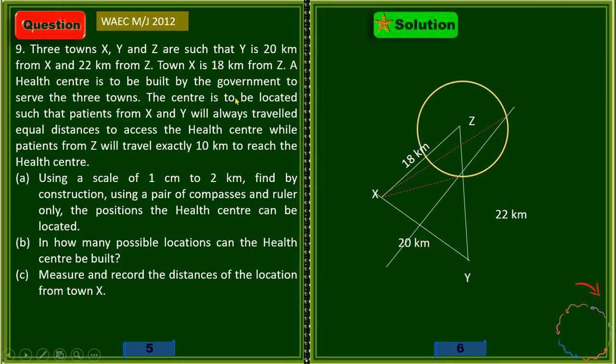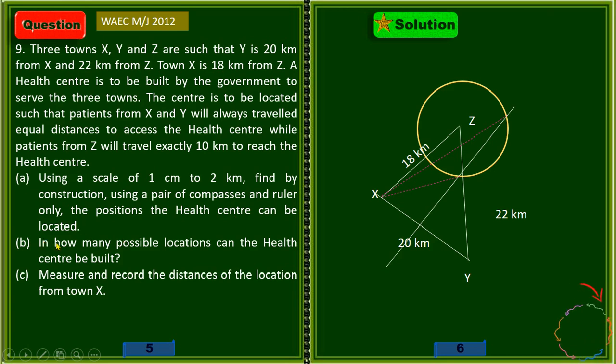A health center is to be built by the government to serve the three towns. The center is to be located such that patients from X and Y will always travel equal distances to access the health care, while the patient from Z will travel exactly 10 kilometers to reach the health center. Using a scale of 1 centimeter equals 2 kilometers, find by construction using a pair of compasses and ruler only the positions where the health center can be located.